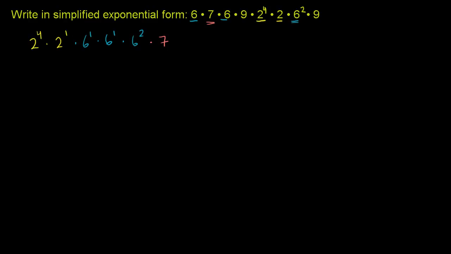And then finally, we have a couple of 9's right there. We have one 9 there, so times, I'll write it as 9 to the 1. And then we have another 9, times 9 to the 1. Or we could just write that as 9 times 9.